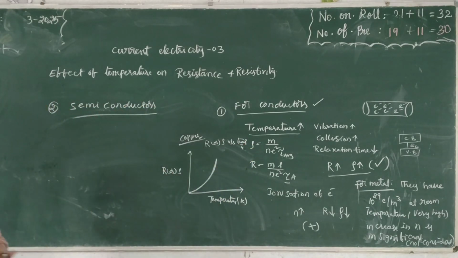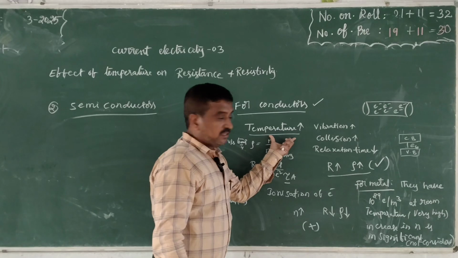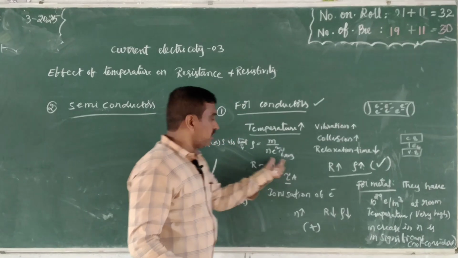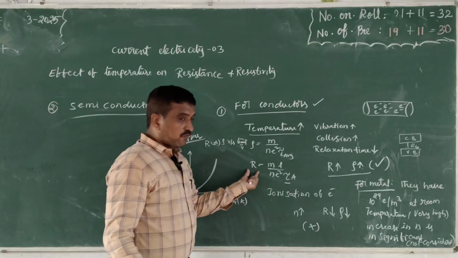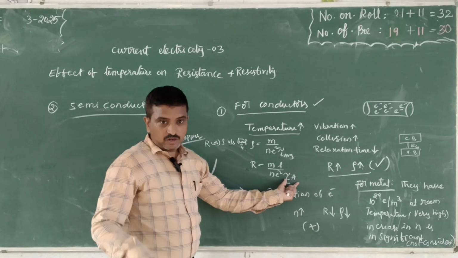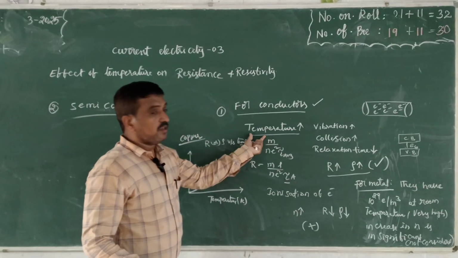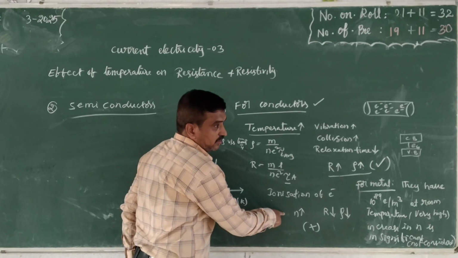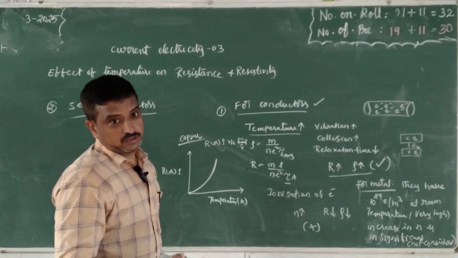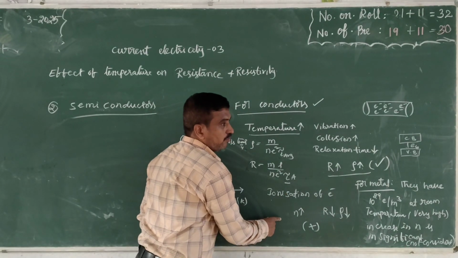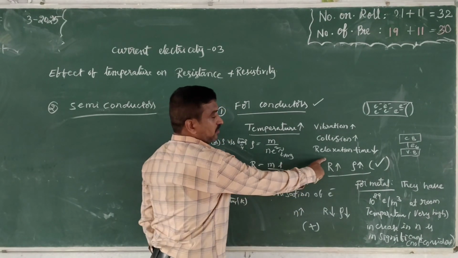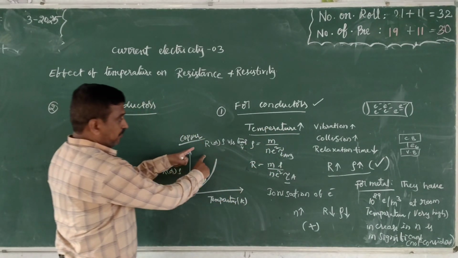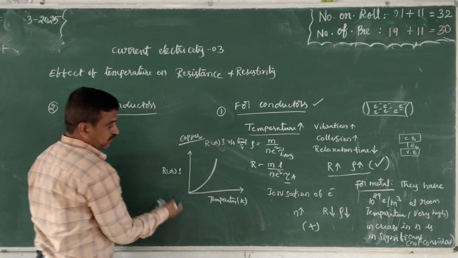For conductors, temperature increases, vibration increases, collision increases, relaxation time decreases. Relaxation time is in the denominator, so automatically resistivity increases. For resistance also, as the denominator decreases, resistance increases. Here the number n also increases, but not much, so it is negligible compared with this. That's why, as temperature increases, resistance and resistivity increase. This is the graph between resistance, resistivity and temperature.